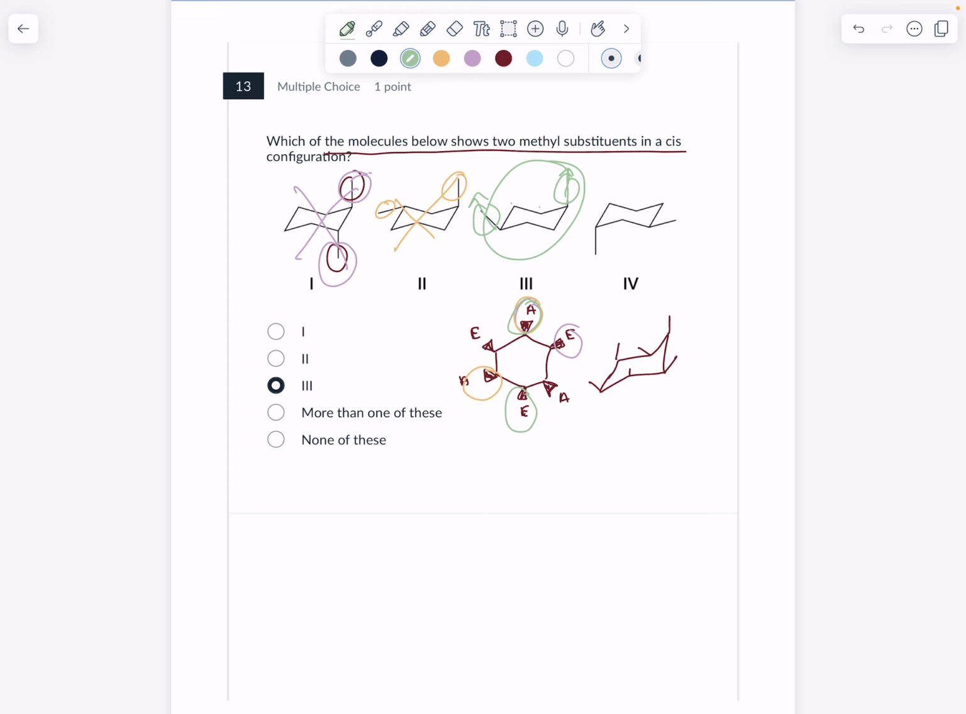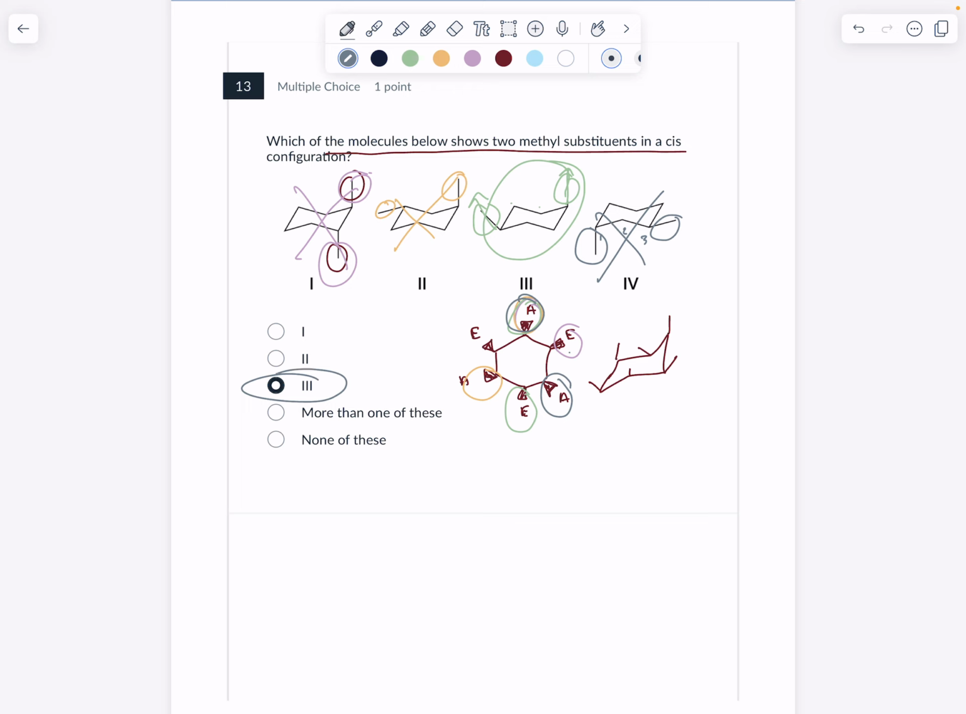We have axial at this position, and then, oh, let me change my pen color. We have an axial at this position, and then 1, 2, 3, an equatorial at this one. So if we had axial at position 1, 2, 3, we would need another axial, but it's equatorial, so that's not right. So I am going to stick with my answer of answer C.